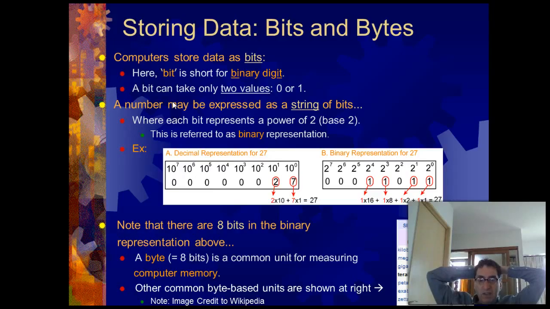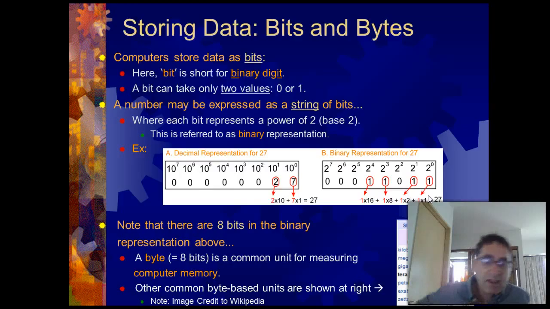We're not. So just a sequence of bits, where each bit represents a power of 2, right? So 1 here means 1, 2 to the first. This means 0, 2 to the second. This means 1, 2 to the third. This means 1, 2 to the fourth. Each bit represents a power of 2, or base 2. This is referred to as binary representation. So 11011 would be called the binary representation of the quantity 27.